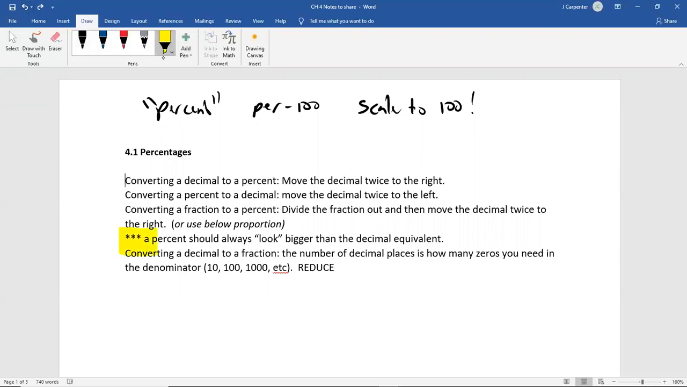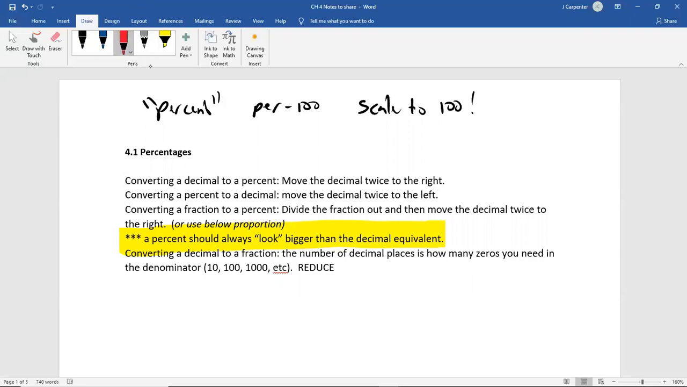So that's why I give you this awesome trick right here: a percent value should always look bigger than the decimal equivalent. So in other words, when you're just looking at the number without the percent symbol, that should look bigger, and specifically it should look bigger by a factor of 100.